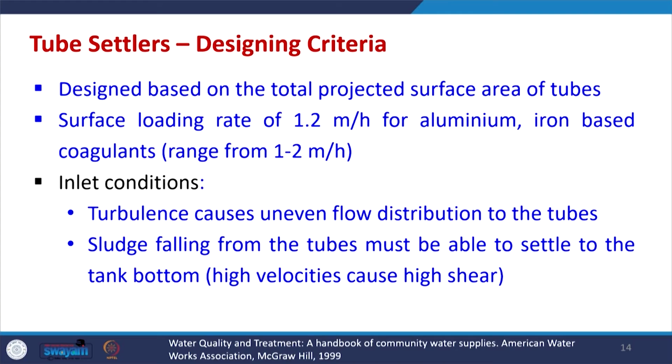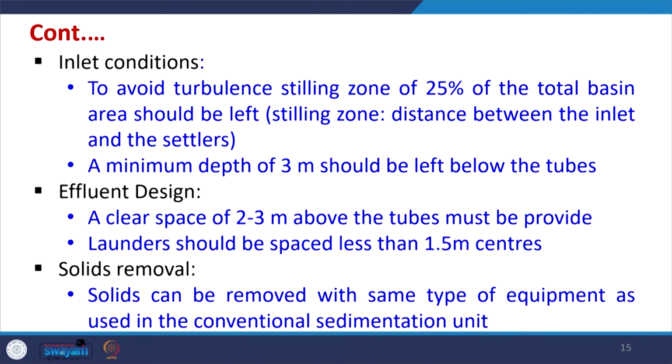Inlet turbulence causes uneven flow distribution to the tube, so this has to be avoided. The sludge falling from the tubes must be able to settle to the tank bottom, and high velocities may cause a high shear rate, so this also has to be taken care of. In the inlet condition, to avoid the turbulence, a stilling zone of around 25% of the total basin area should be left, and a minimum depth of 3 meters should be left below the tubes.